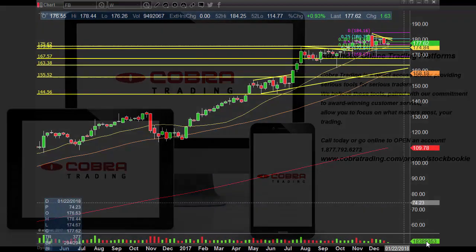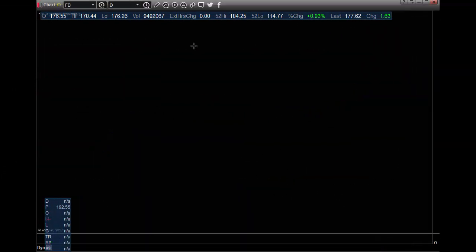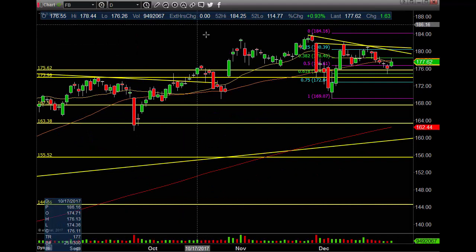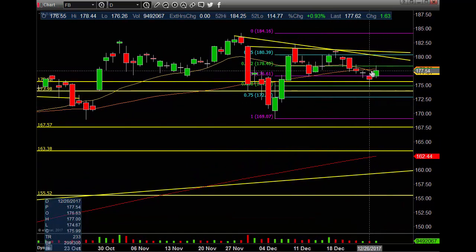All right, so let's get right into Facebook. Let's get to the daily chart. We had 9.49 million, 0.93% green, or $1.63 up on the day. We are getting tied back up into these moving averages. We talked about that. As long as we're above it, we're okay. If we get below, it's still holding support.